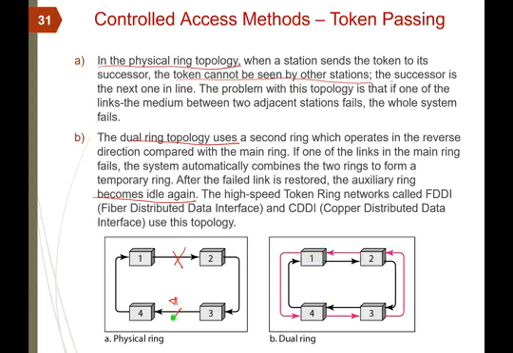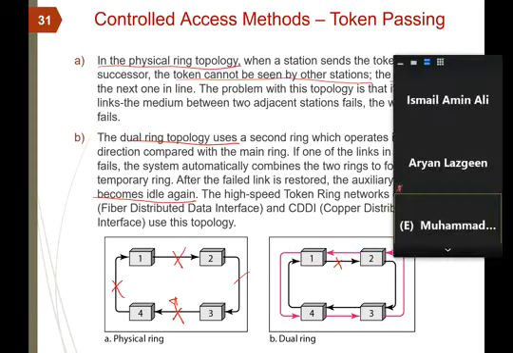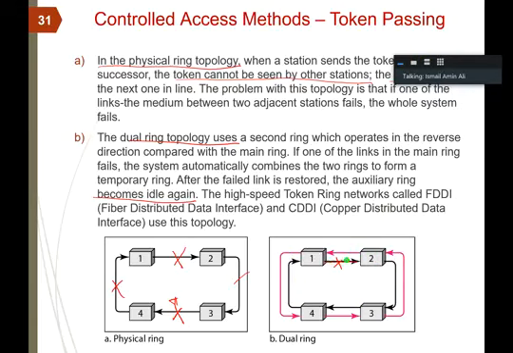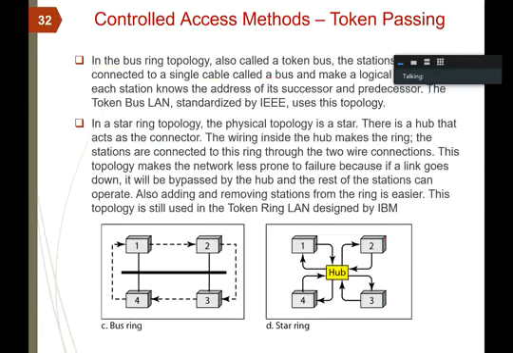In a single ring topology, if any of these links fail, the system will fail. But here, if one link fails, the system can use the other ring until the damaged link is corrected.